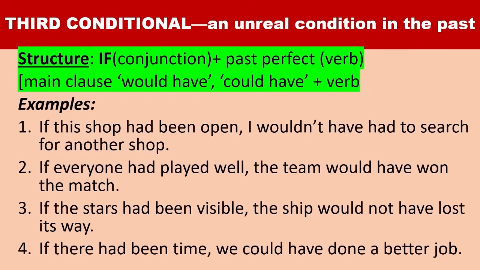If the stars had been visible, the ship would not have lost its way. In olden days, ships used to navigate using the starlight at night. So here is a sentence. If the stars had been visible, the stars were not visible and the ship got lost. So now in the past, the action is over, you are just thinking about it. If the stars had been visible, the ship would not have lost its way.